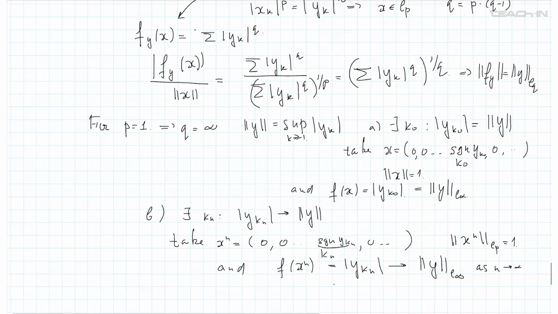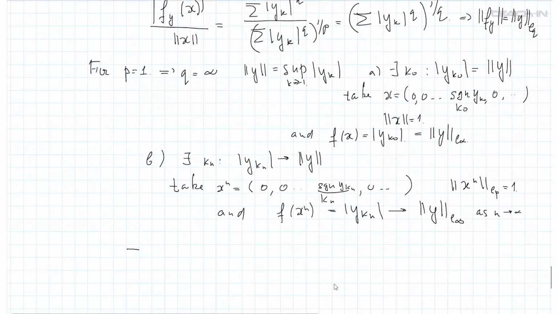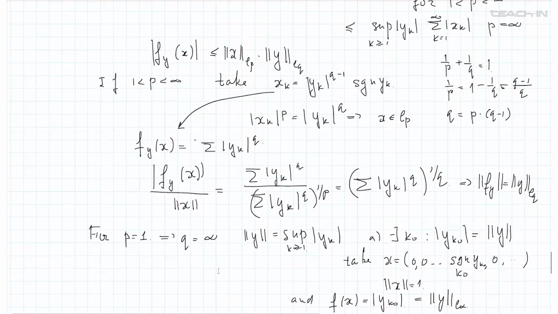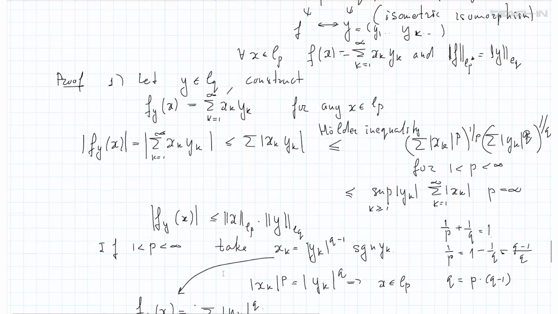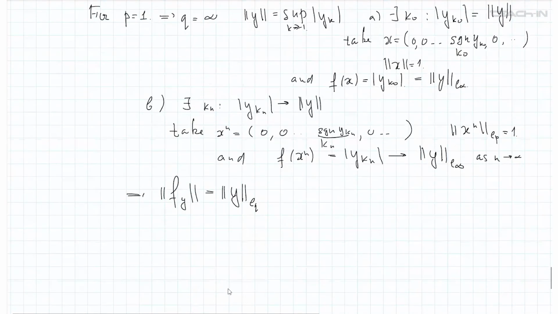So all these calculations show us that the norm of the functional fy equals the norm of the sequence y in LQ. So we construct one correspondence for an arbitrary sequence from LQ. We construct the functional. Inverse step.